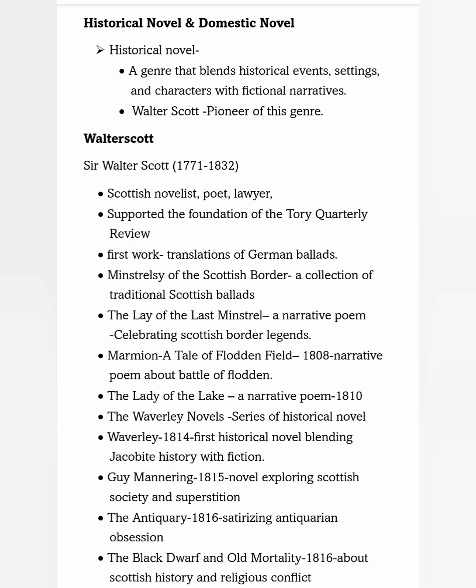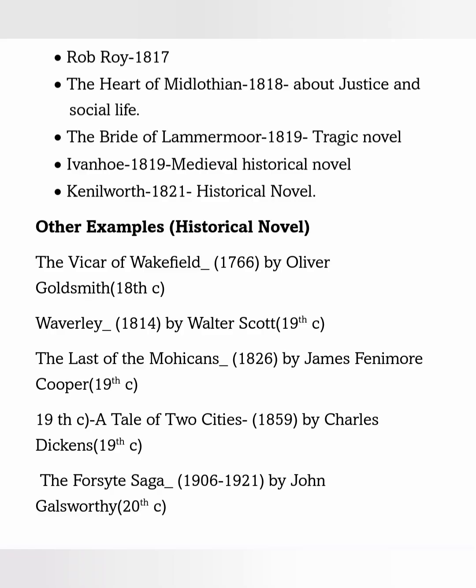Guy Mannering explores Scottish society, superstition, and the legal system, and also highlights its use of Gothic elements and social commentary. Then Ivanhoe, a medieval historical novel set in England, focuses on its influence on Victorian medievalism and national myth. Then finally, Kenilworth, a historical novel analyzed for its dramatic structure and portrayal of power dynamics.